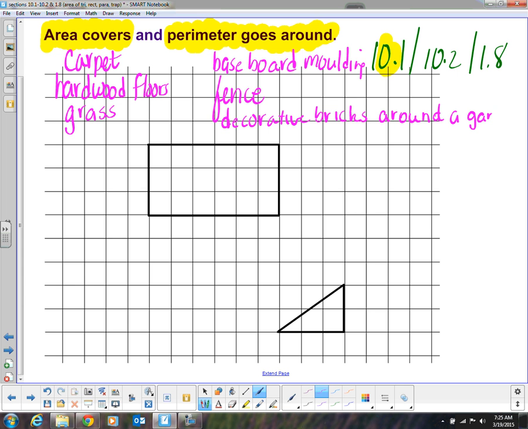If you put fringe around the edge of your tablecloth, all of those are perimeter. Area covers, perimeter goes around.